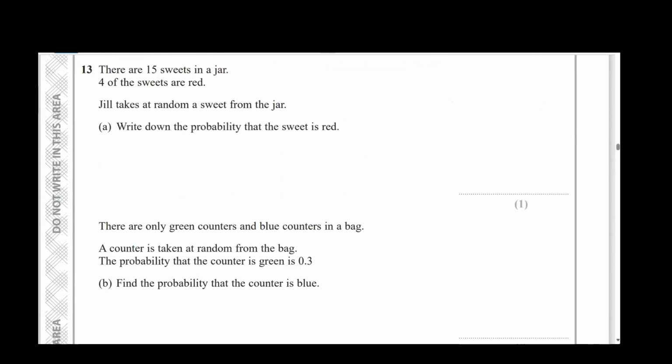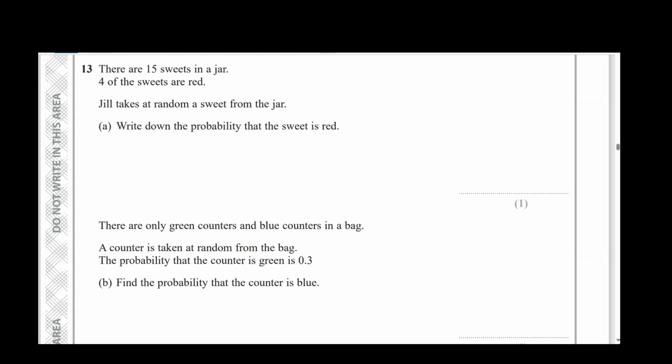Let's have a look at question 13 then. This looks like probability. There are 15 sweets in a jar. Four of the sweets are red. Jill takes a random sweet from the jar. Write down the probability that the sweet is red.